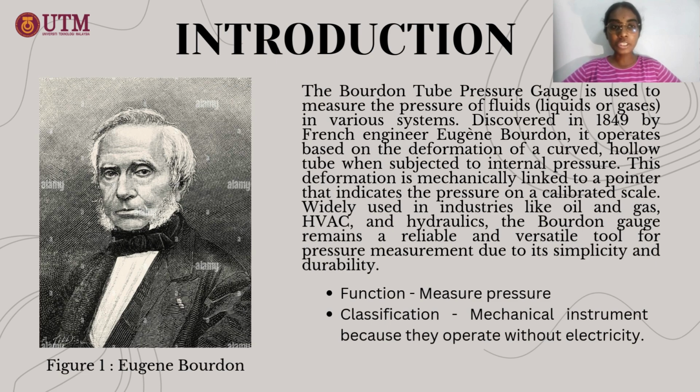Figure 1 shows Eugene Bourdon, who invented the Bourdon tube pressure gauge in 1849. The purpose of inventing the Bourdon gauge is to measure pressure of fluids, either liquid or gas. It is a mechanical instrument which does not need electricity.